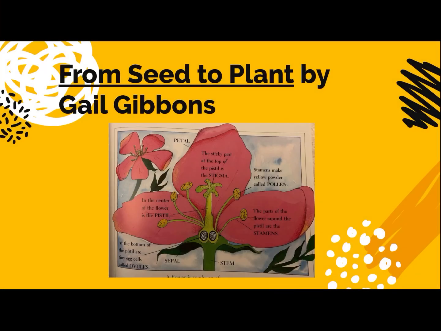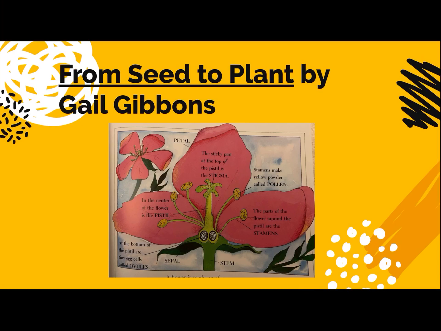Here is a picture of the diagram from the book From Seed to Plant by Gail Gibbons. You will notice this diagram does not have a title, but it does have labels, and it's labeling the parts of the flower. So I can see the labels petal, stigma, pollen, stamens, etc. When I read the labels, I'm also going to read the definitions that are there with them. And then I'm going to think about how this diagram helps me to understand what I read about.